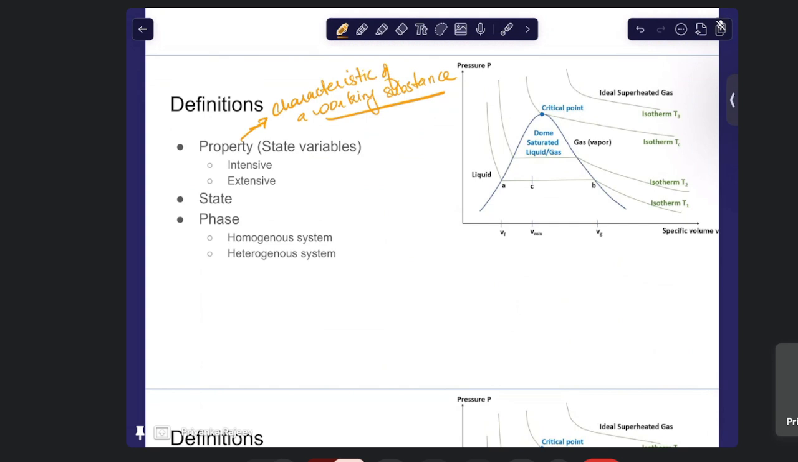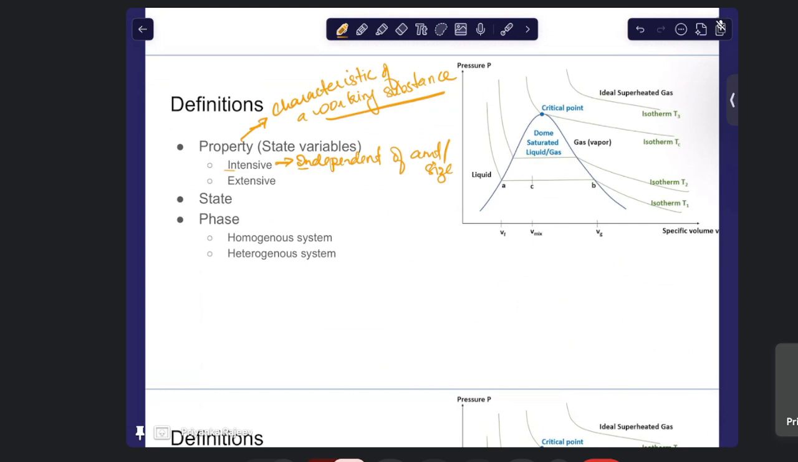Property can be of two types. One is intensive, another is extensive. Intensive means independent. So you can see I and I in here for remembering. Independent of amount or size. Any property, if we are quantifying that property, if we are measuring that property, if it is independent of amount and size.